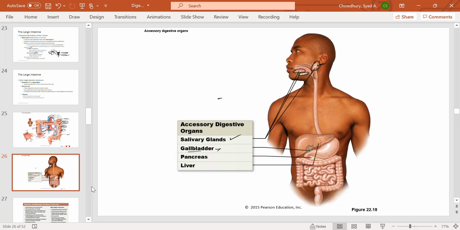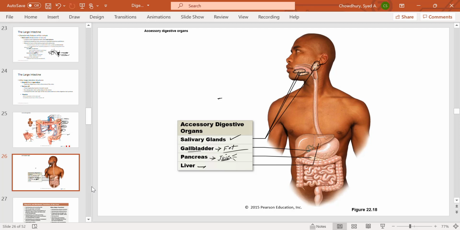The gallbladder stores and releases bile, and bile is very helpful for fat absorption and metabolism. So metabolism of fat and absorption of fat by the bile. The pancreas produces pancreatic juice, and pancreatic juice is very important because it has all kinds of digestive enzymes: amylase, lipase, protease.